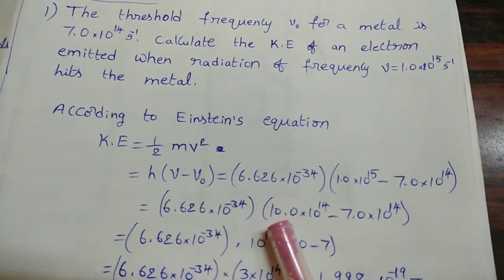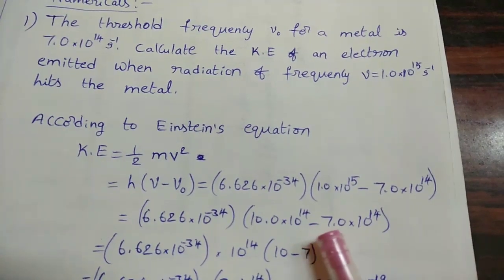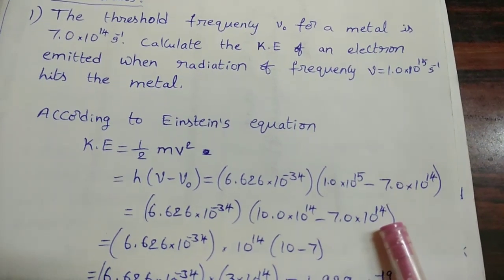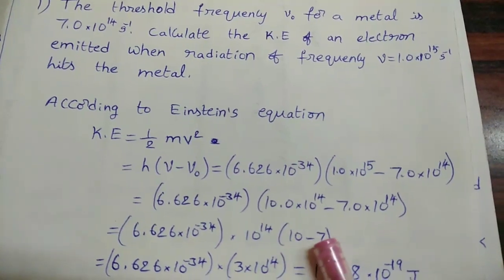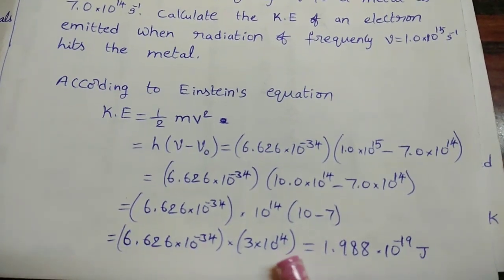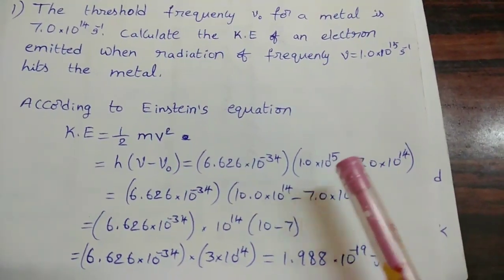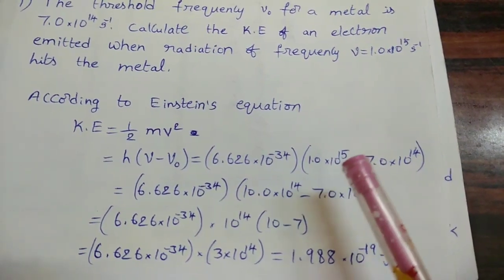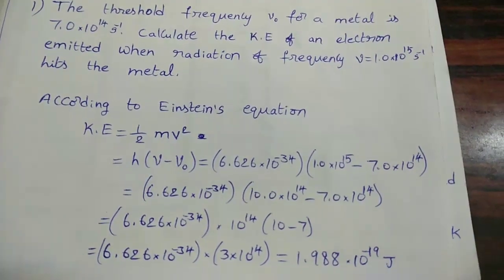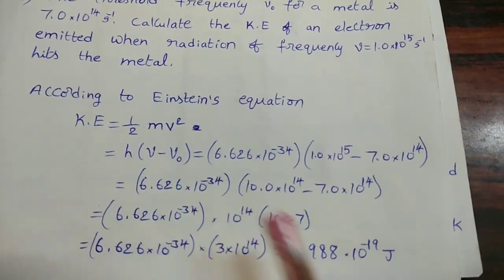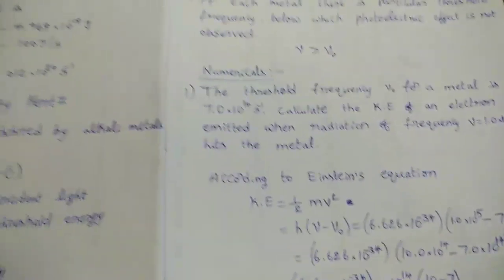Then we can get 10. So 10.0 × 10^14 minus 7.0 × 10^14. Now taking 10^14 as common we can get this one. Now do the subtraction. Then finally we can get the answer. So be careful while you are subtracting or adding these type of numbers having exponential parts. Okay, the kinetic energy is this one. Okay, next see the next one.